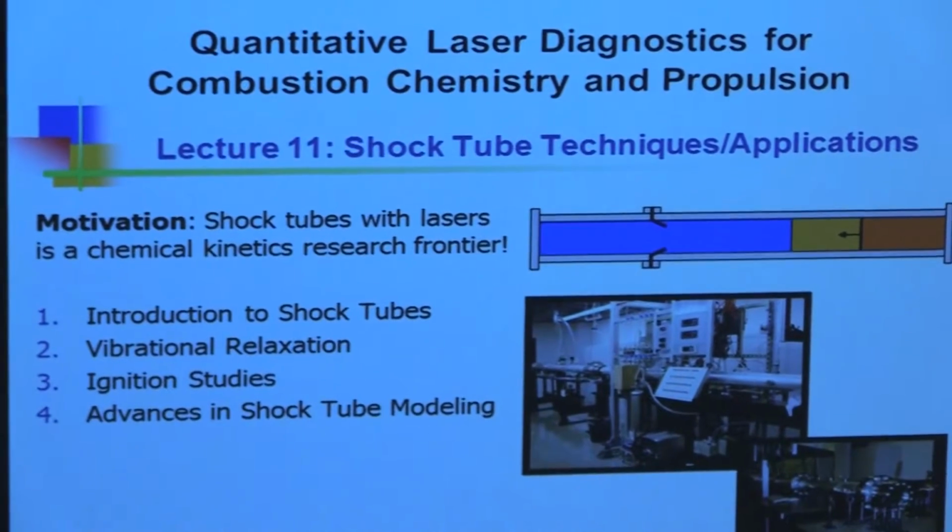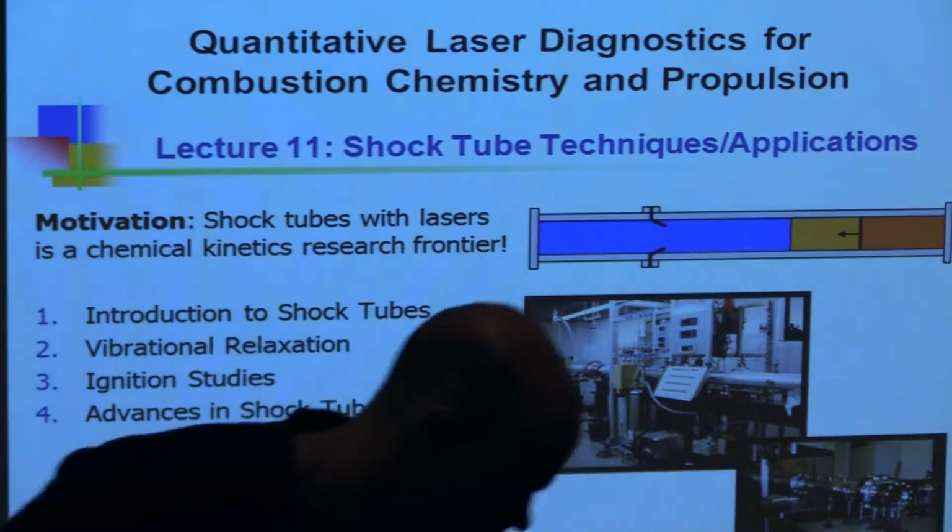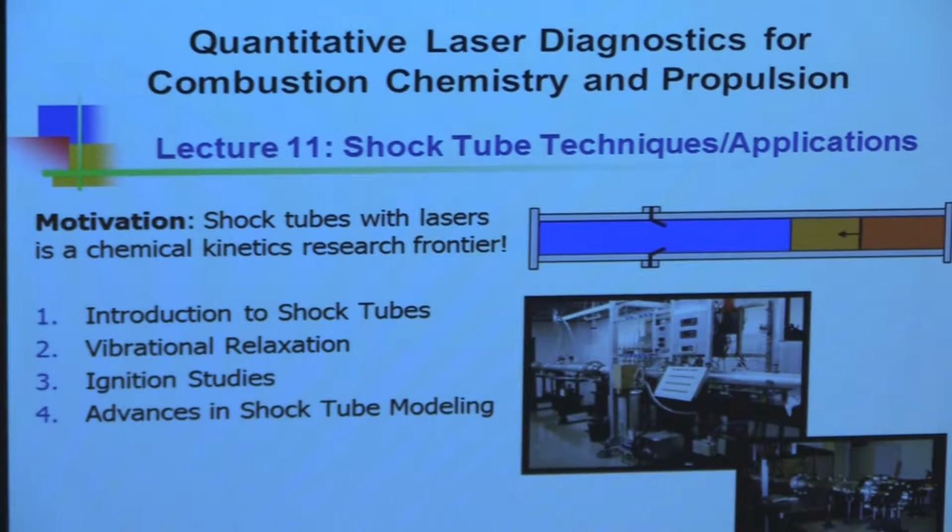A shock tube is usually a long, constant diameter tube separated into two chambers, a high pressure chamber and a low pressure chamber. This is a photograph of one of the shock tubes in my laboratory. They tend to be about 100 diameters long, so this device might be 35 feet or so. This would be the end that's not shown here, and that's where all the measurements are made.